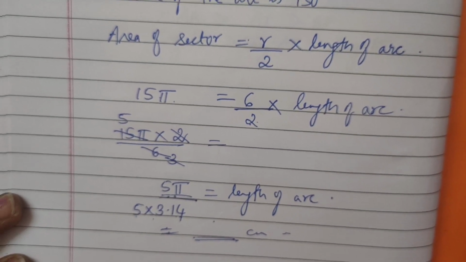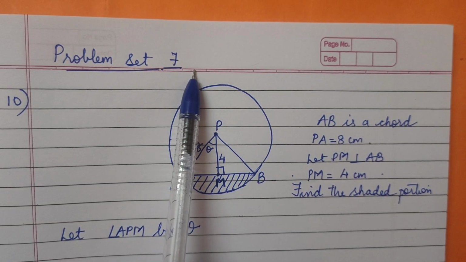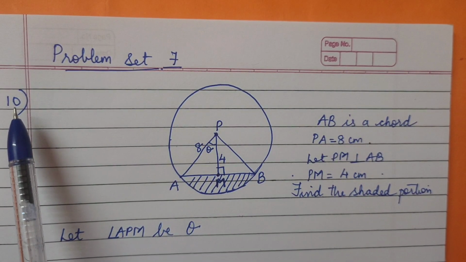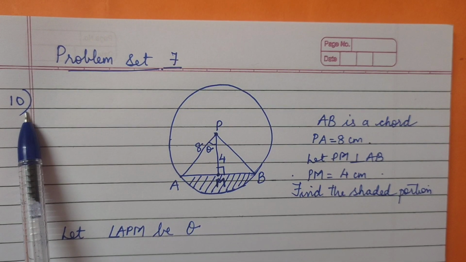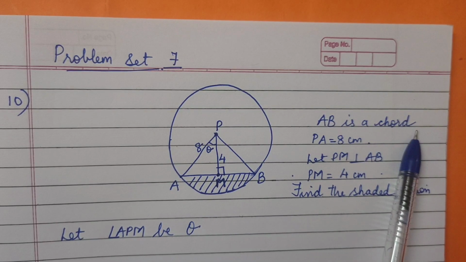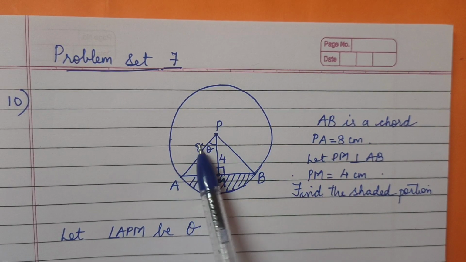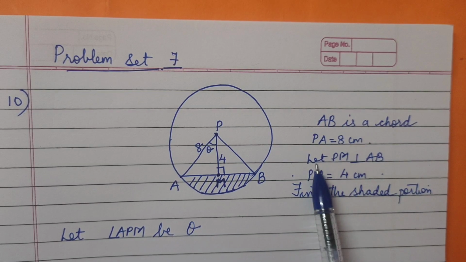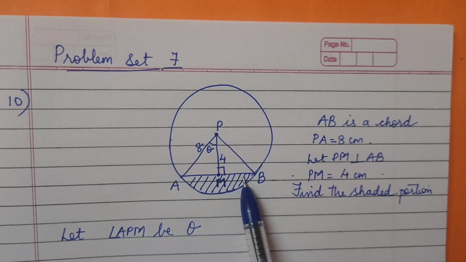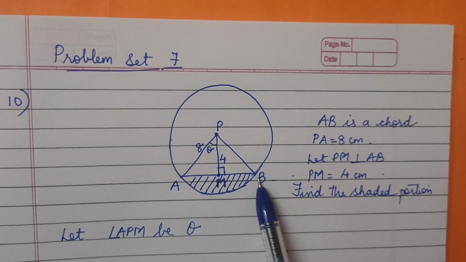Fine. Students, now let's go to the topic problem set 7 of mensuration. Here we have done till the 9th sum. Let's see the 10th question. In this, the figure is mentioned here and AB is a chord. Can you see AB is a chord and PA is 8 centimeter, and let this be 90 degree, that is perpendicular to AB, and PM is 4 centimeter. So find the shaded portion.